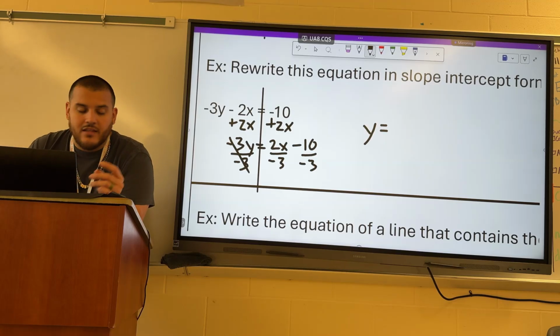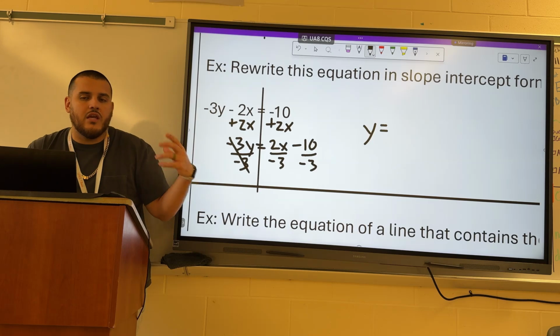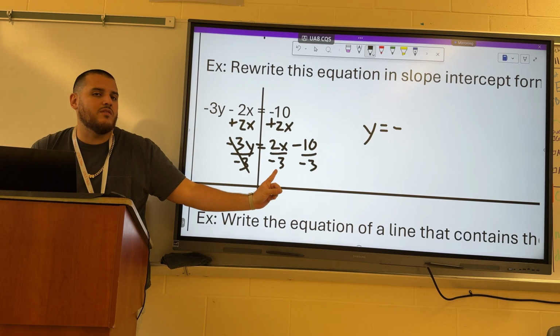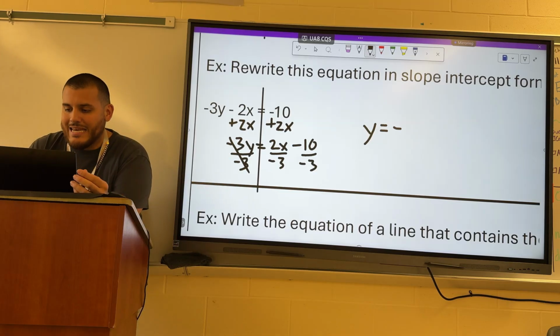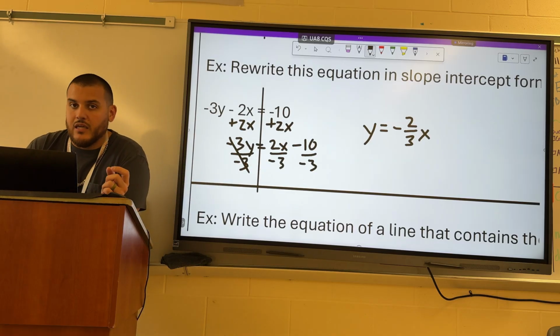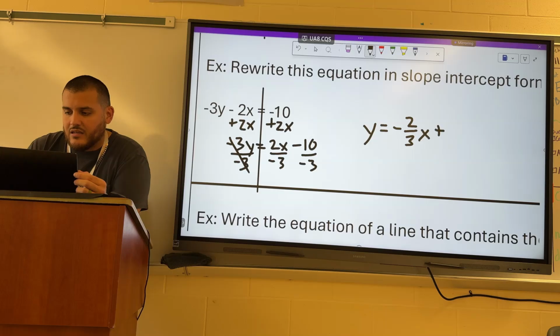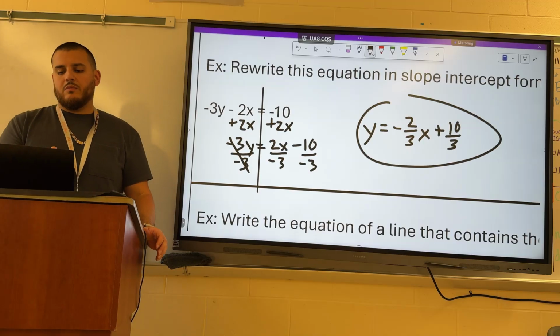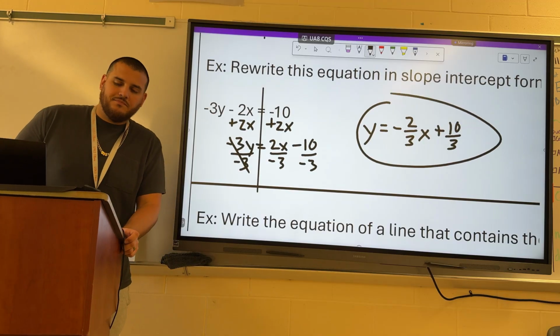Then I have a 2 over negative 3. Maybe the best way to think about this is it's a negative slope, because a positive divided by negative gives you negative. So it's a negative slope of 2/3 x. And then we have negative 10 divided by negative 3, and negative divided by negative is always a positive, right? And I can leave that as a fraction or write it as a decimal, doesn't matter. This is the slope-intercept equation for this line.